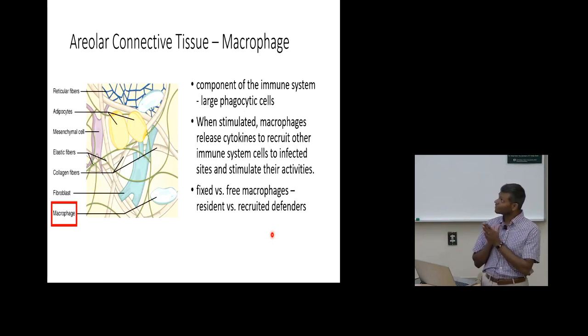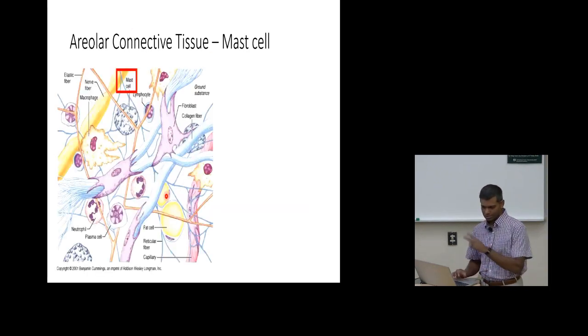So with that, I finish my explanation of this picture here, and we go on to the second picture. And in the second picture, I want to point out the second type of immune cell, and this is the mast cell.